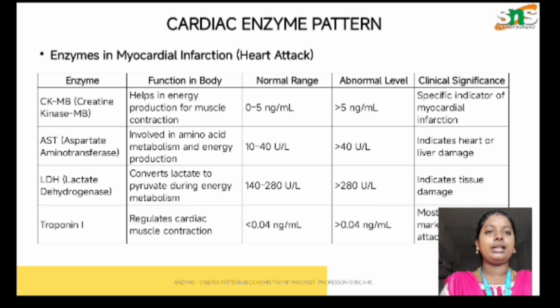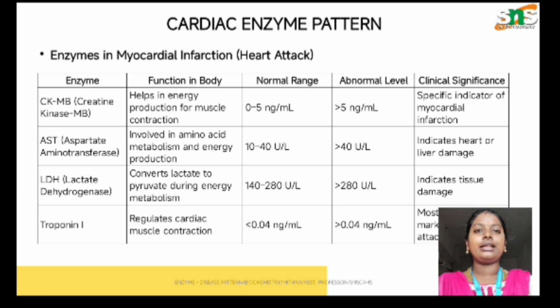Creatine kinase mainly helps in energy production for heart muscle contraction. The normal range is 0.50 to 5 nanogram per ml. Abnormal values above 5 nanogram per ml are a specific indicator of myocardial infarction, that is, a heart attack. Then AST, aspartate aminotransferase, is mainly involved in amino acid metabolism and energy production. The normal range is 10 to 40 U per L. More than 40 indicates heart or liver damage.